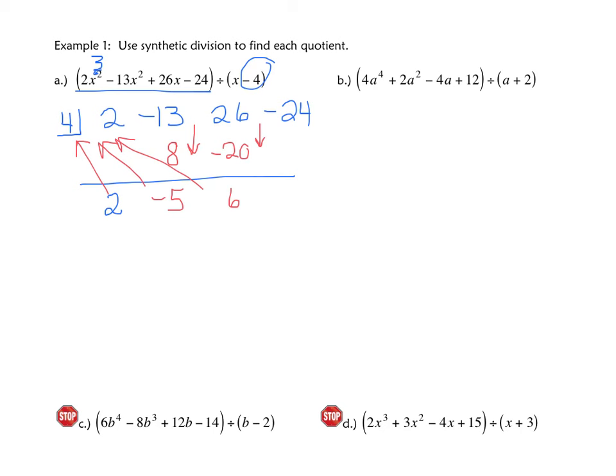6 times 4 is positive 24. Going down, you add. So again, my remainder in this problem is 0. Okay, now that we've completed that, we can write our answer.